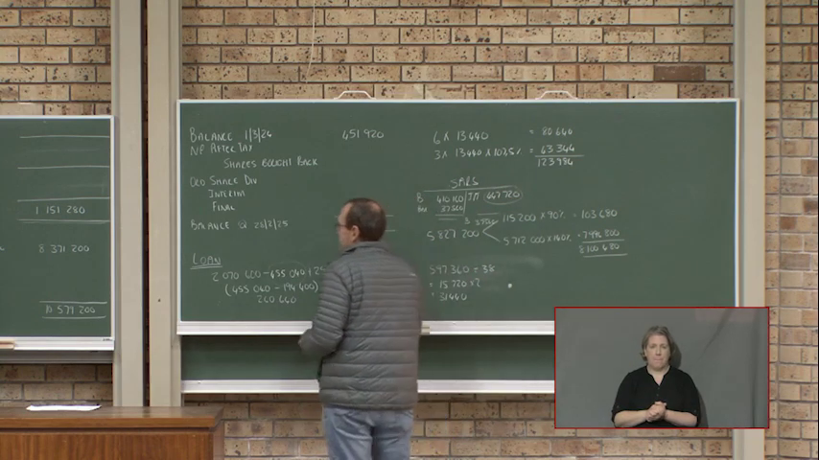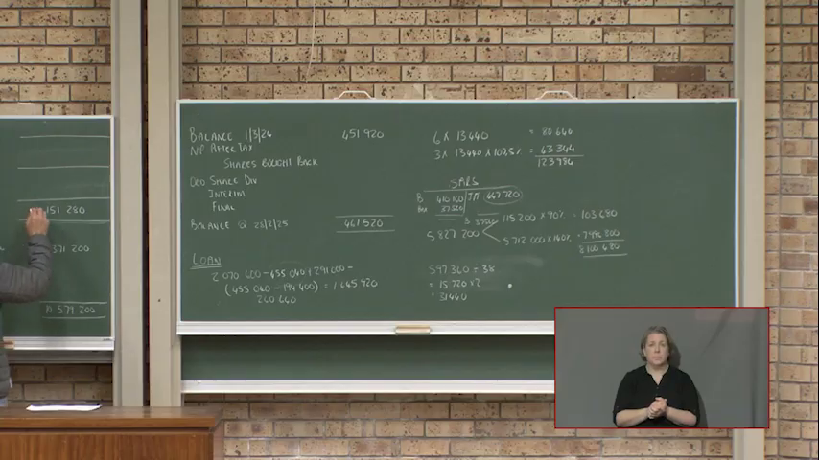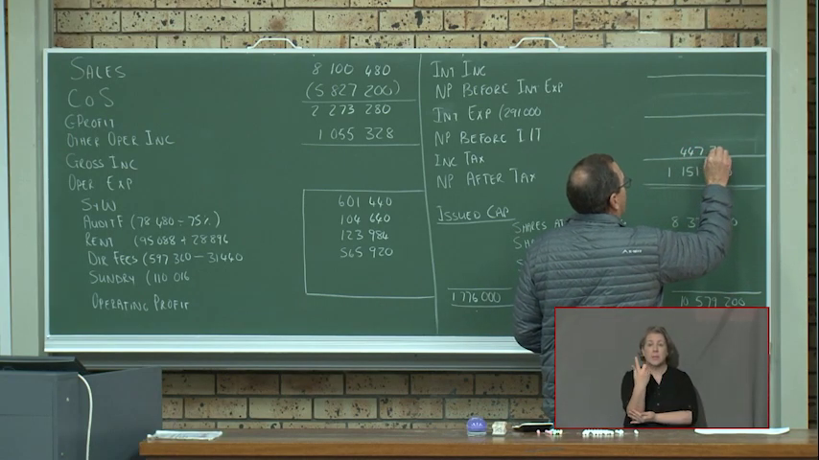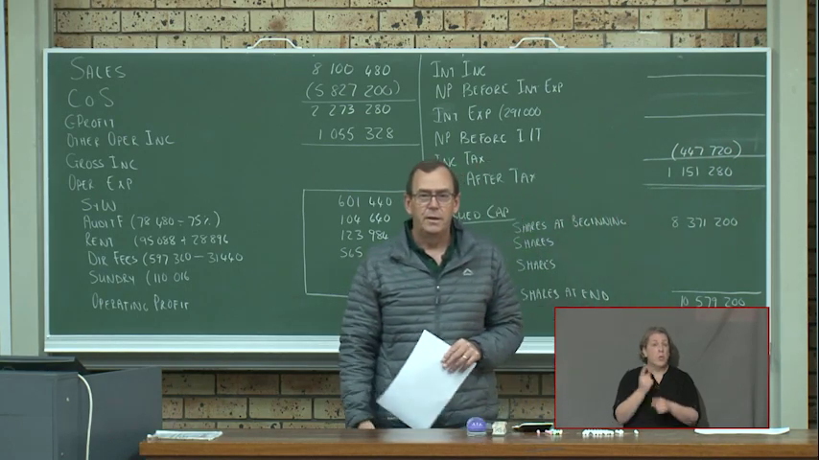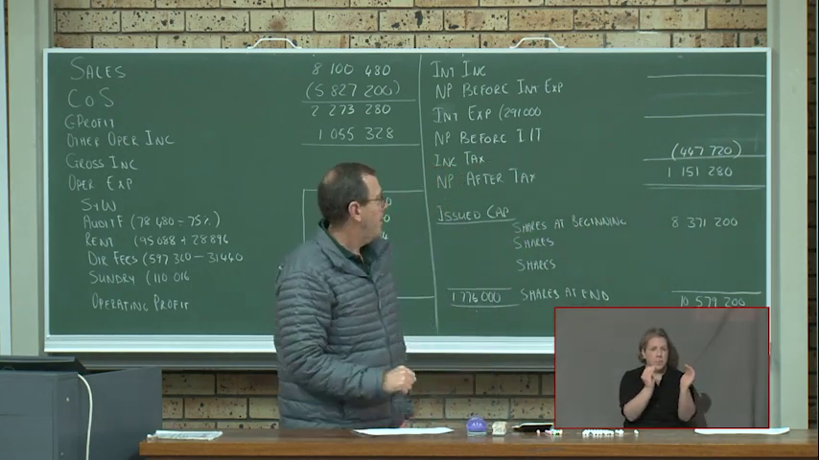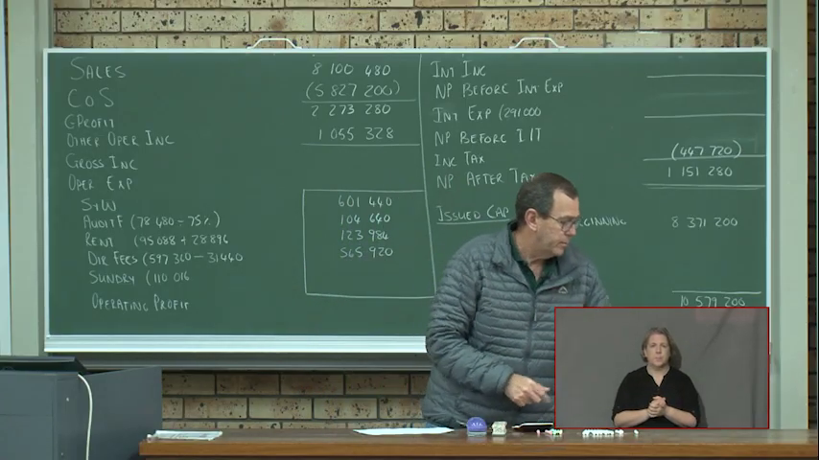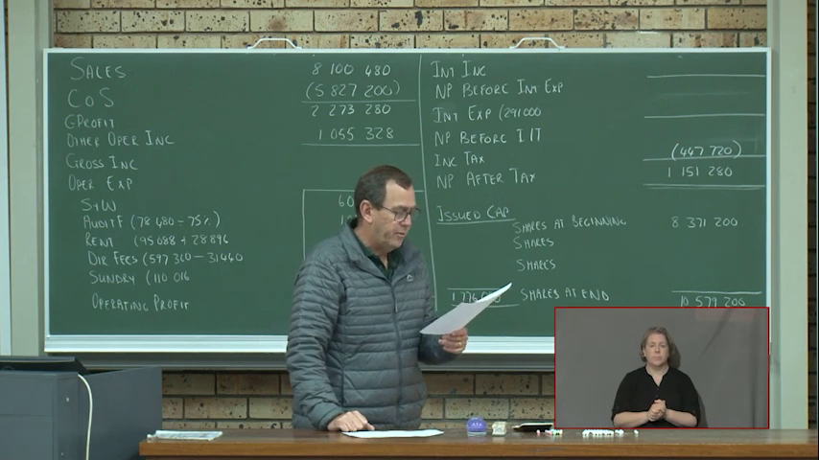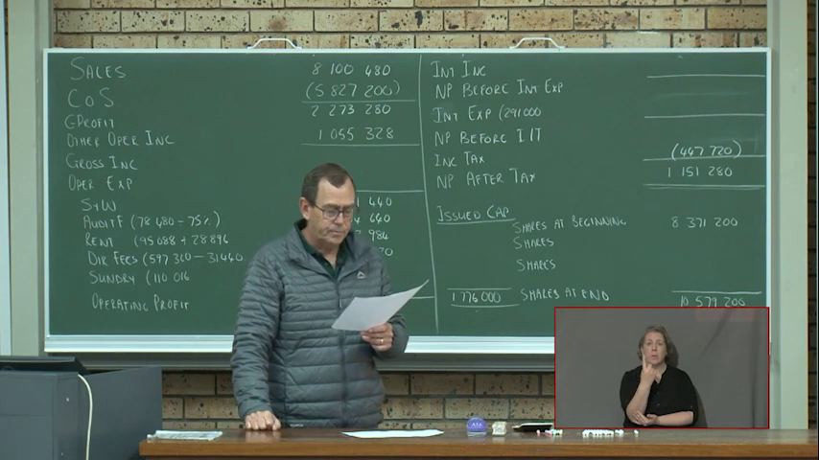That's our income tax. So our income tax is 447,720. Remember to put that in brackets. I think that was all right. So we are there. The correct net profit after tax, they filled that in, is 1,151,280.